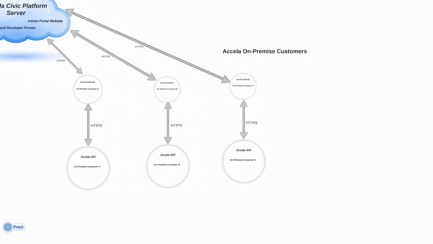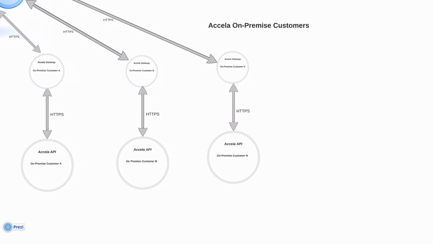Accela on-premise customers are those customers who manage their own infrastructure to run Accela automation. In order for them to receive requests through the APIs, it's required for them to install a small program within their DMZ called the Accela Gateway.